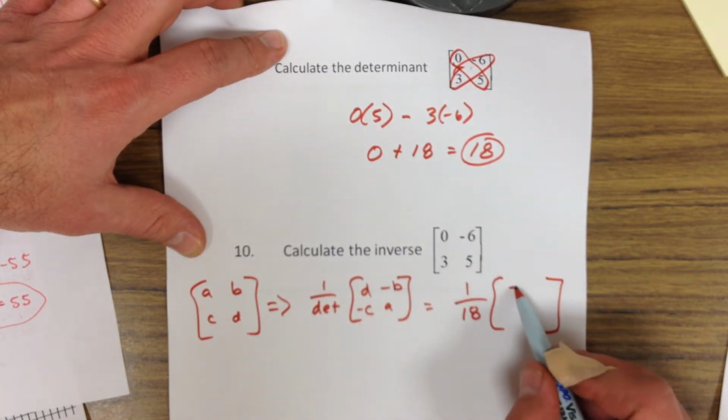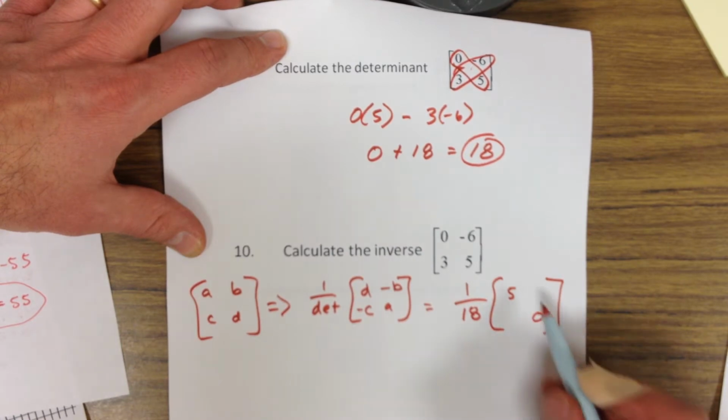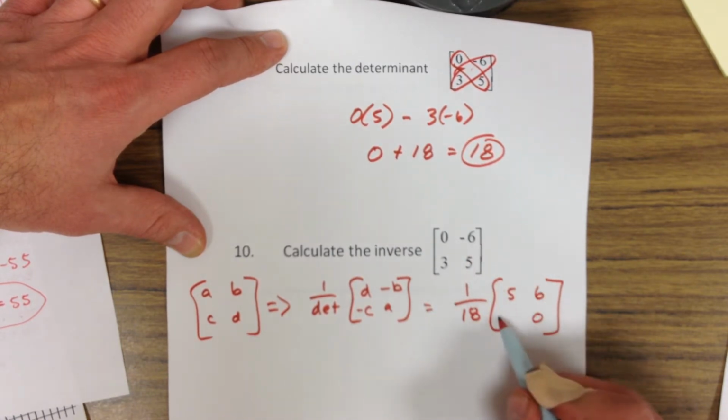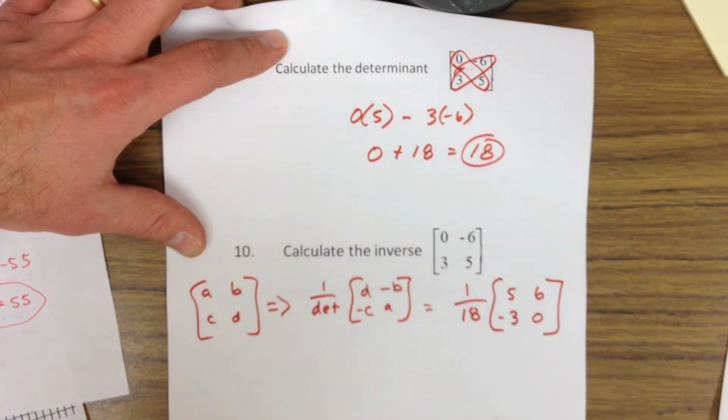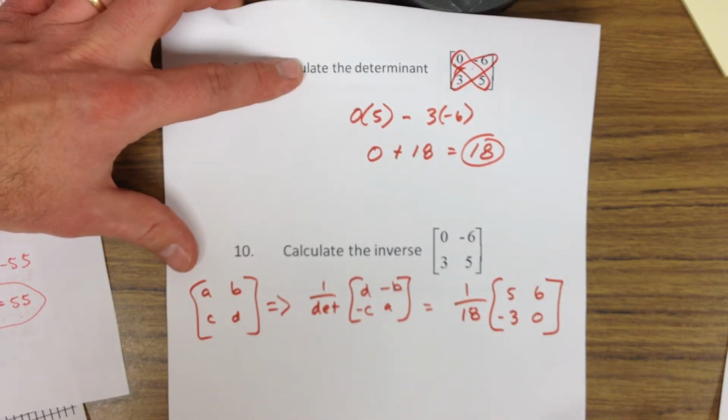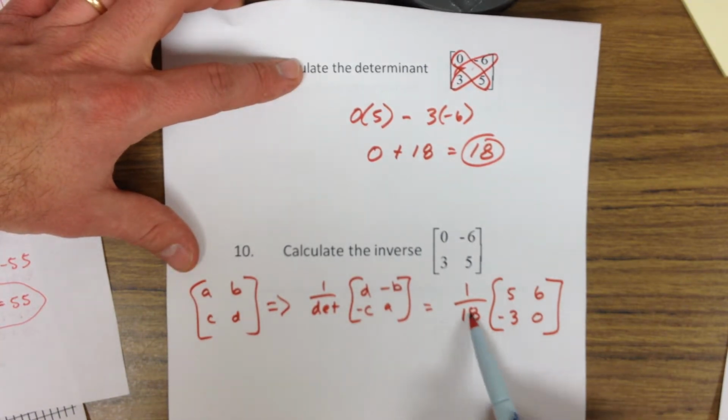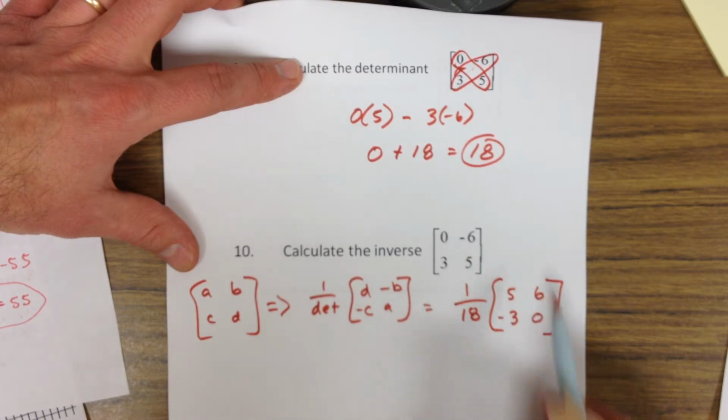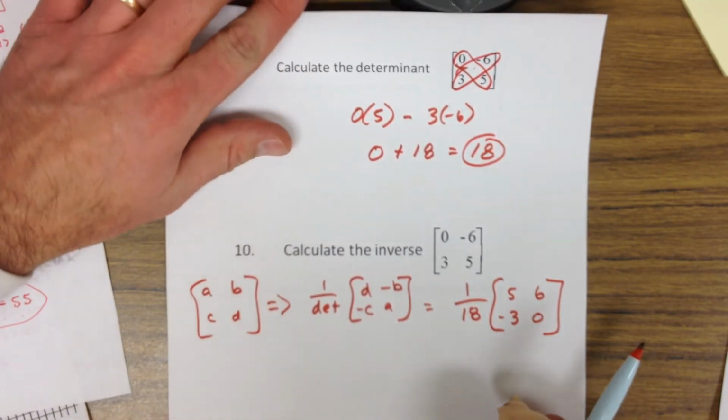But what we do need to do is switch the 5 and the 0, and then switch the sign of the 6 and the negative 3. Now on the exam, be ready to multiply this to every single one of these and see which one's equivalent. Alright, so you can multiply everything in there by 1/18 to get the decimal form.